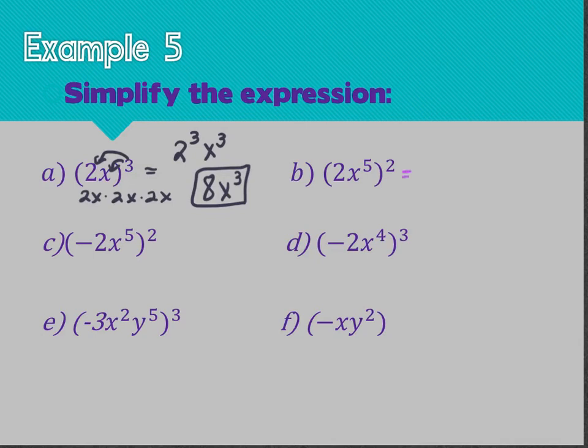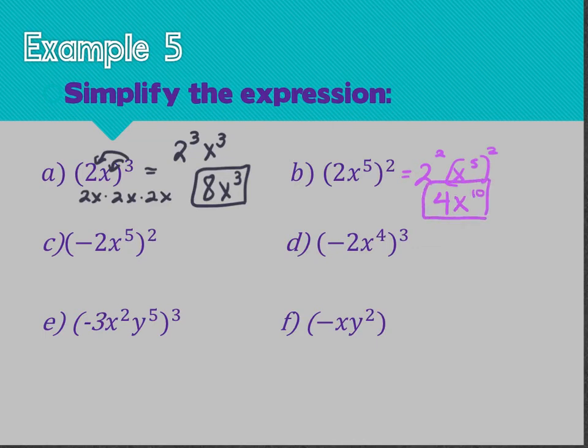For the next one, I'd get 2 squared and then x to the 5th raised to the 2nd. So what's 2 squared? Wait for it. It's 4. Good. And x to the 5th raised to the 2nd is? X to the 10th. Good. Remember I told you I'm going to wait until it's uncomfortably awkward until somebody answers me.